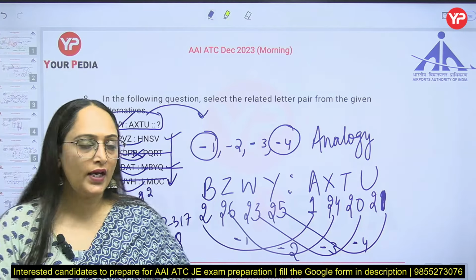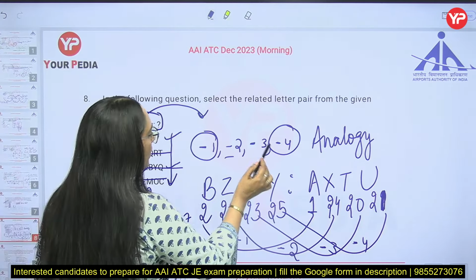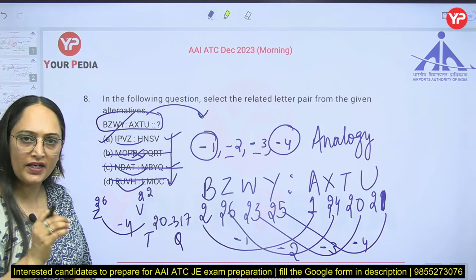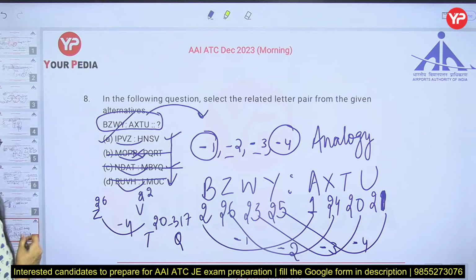First minus 1 and last minus 4. No need to check minus 2 and minus 3. First check minus 1, the first letter, and then check the last letter only.